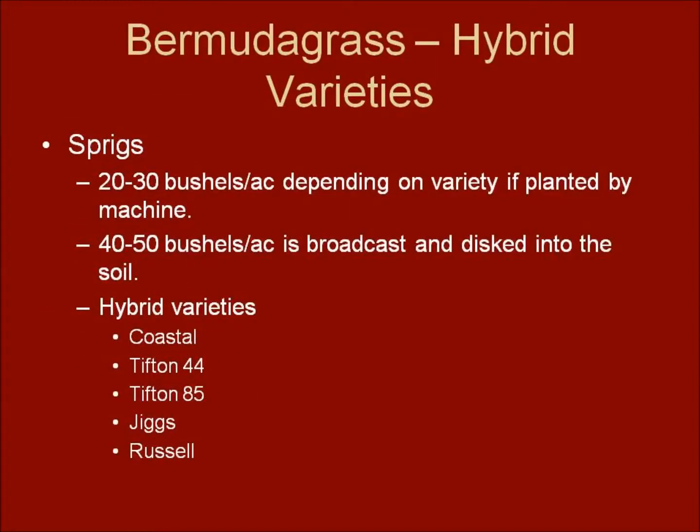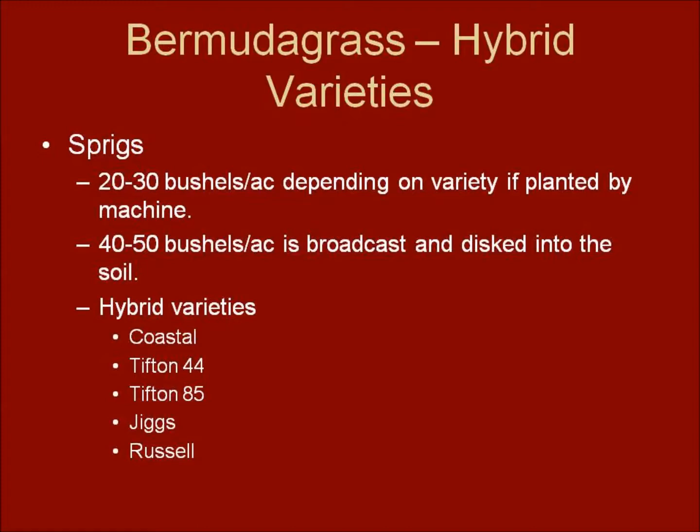Now back to the sprigged varieties, and these are hybrid varieties. And the reason we have to put out the sprigs or the root systems is because these hybrid varieties are crosses and they don't produce viable seed. So we have to put the actual plants in the ground. In sprigging, we need to consider about 20 to 30 bushels per acre, and it depends upon the variety that you're wanting to plant and if you plant it with a sprigging machine. If not, and you're broadcasting those sprigs and then disking them in, then we need to increase that rate to 40 to 50 bushels per acre.